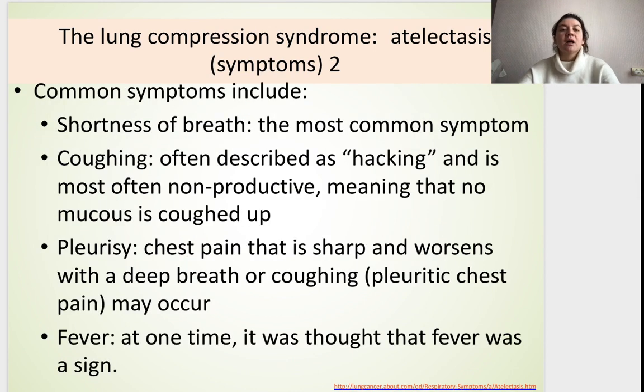Common symptoms include shortness of breath, which is the most common symptom. Coughing, often described as hacking, and most often non-productive, meaning that no mucus is coughed up. Pleurisy, chest pain that is sharp and worsens with a deep breath or coughing. Pleuritic chest pain may occur. It can be fever. At one time, it was thought that fever was a sign.